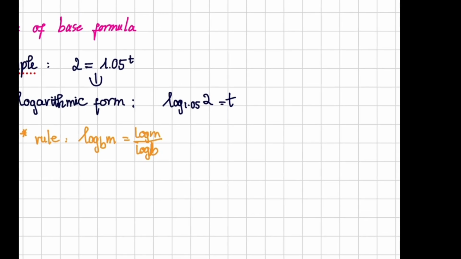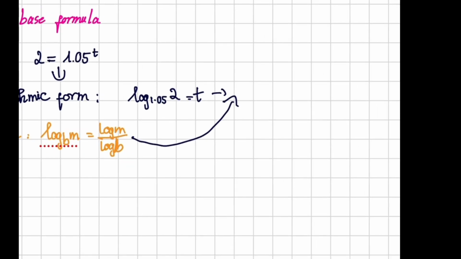We have the formula log base b of m equals log m divided by log b. The b is the base of the log, which represents the base 1.05, and the m is the number you're taking the log of, which is the number 2. So now we have log 2 divided by log 1.05.